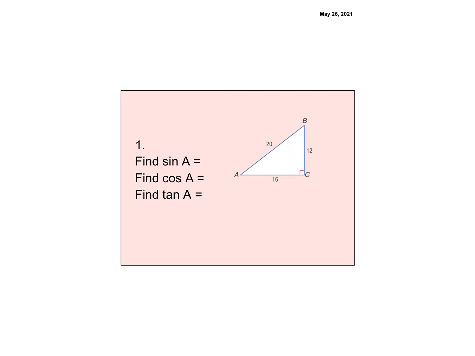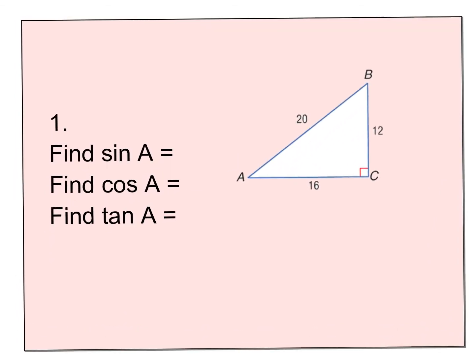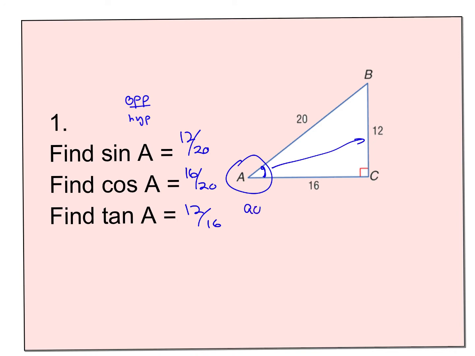So what we're doing here is, first off, we're going to take a moment and look at just angle A. We're just considering this angle right here. The sine of A will be opposite over hypotenuse. Cosine A will be 16 over 20. And the tangent of A will be 12 over 16. Remember, sine is opposite over hypotenuse, cosine is adjacent over hypotenuse, and tangent is opposite over adjacent. Nothing there changes, so to speak.